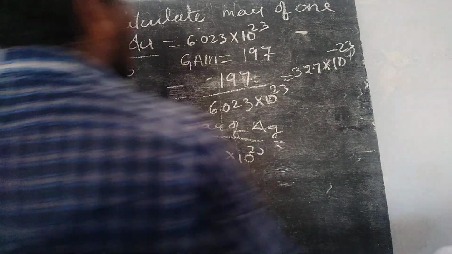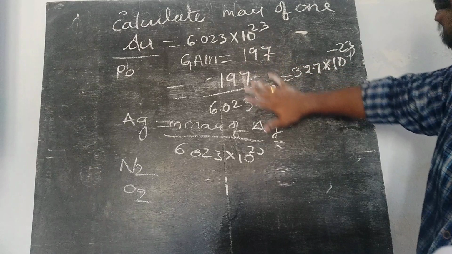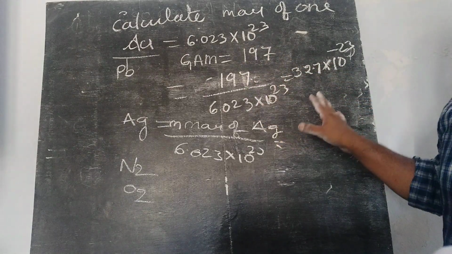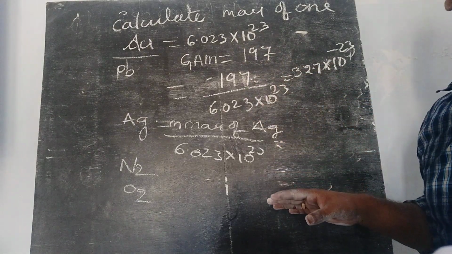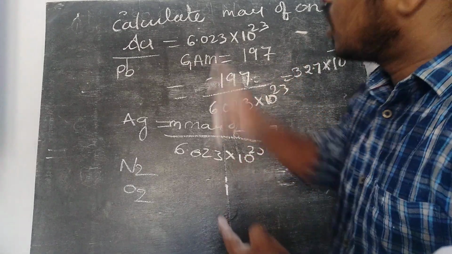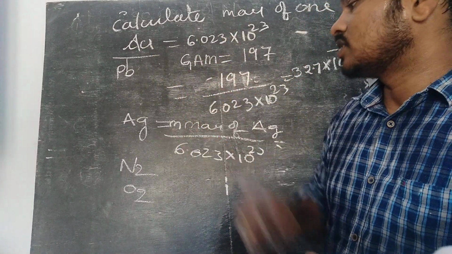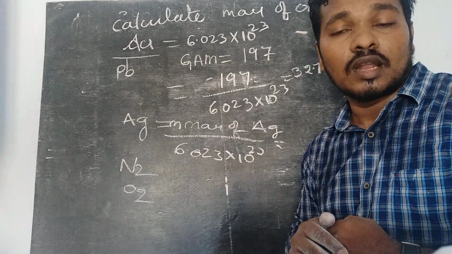So same formula. Whatever the molecular mass is given, divide by 6.023 into 10 to the power of 23 and you can get the mass of one gold atom, the mass of plumbum, the mass of silver, the mass of nitrogen, the mass of oxygen, like that you will get.